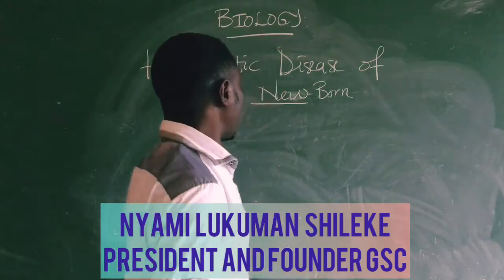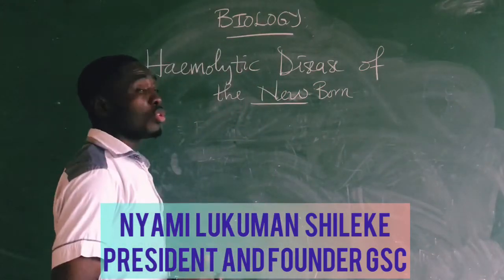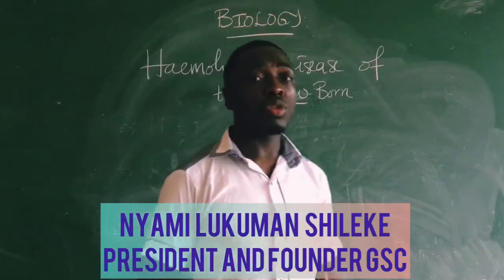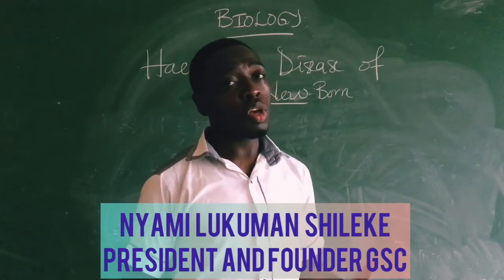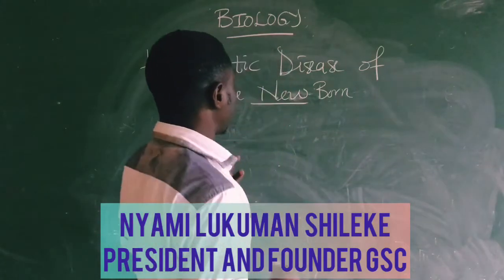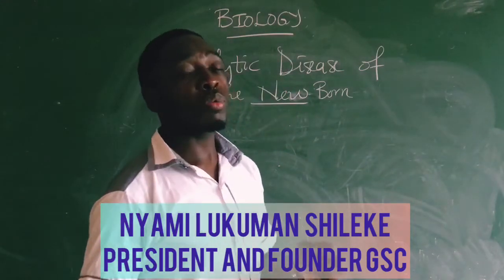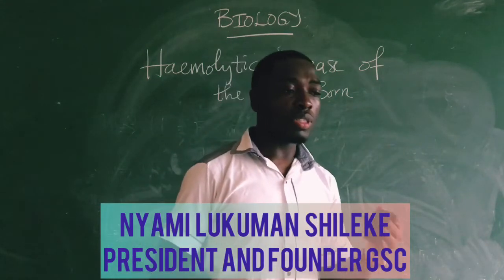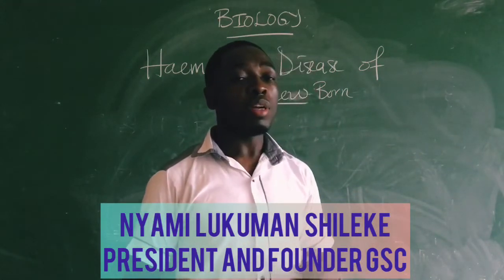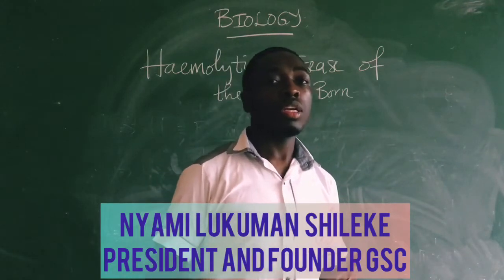Now, what is hemolytic disease of the newborn, or what we call erythroblastosis fetalis, or Rhesus disease? How does it come about? It comes about as a result of what we call the Rhesus factor, which is a type of blood group which was discovered in monkeys. But this blood group also happens to be in humans.